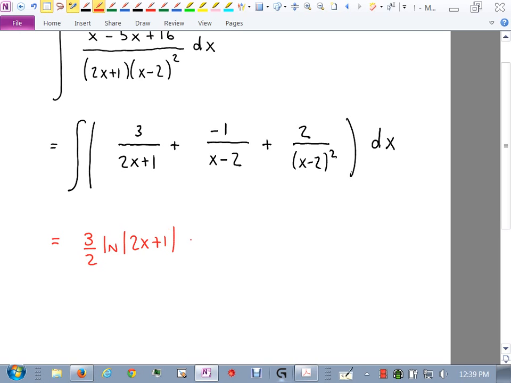What about the next one? Minus natural log of x minus 2. That one's just pretty straightforward. And then the last one, be careful here. Negative 2 over x minus 2. Look back at the very beginning of class. I did a problem very similar to this. We're done.